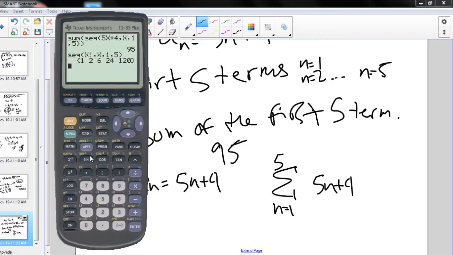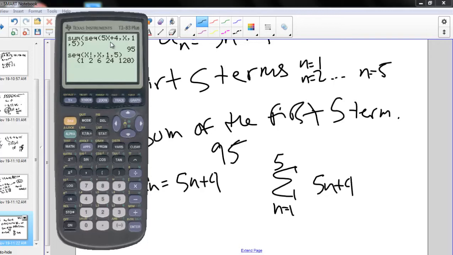Okay? So sequence is under list and going to ops, and then sum is under list and going to math. Okay? So if you have a sequence of numbers and you want to add them up together quickly, that's the way you would do it. Sum, sequence, and that's if you don't know the formulas, which we're going to talk about next time.